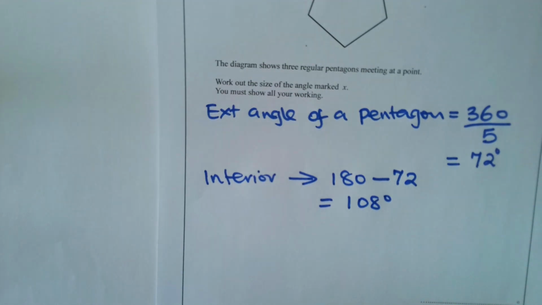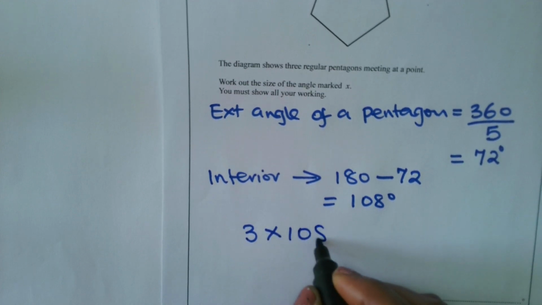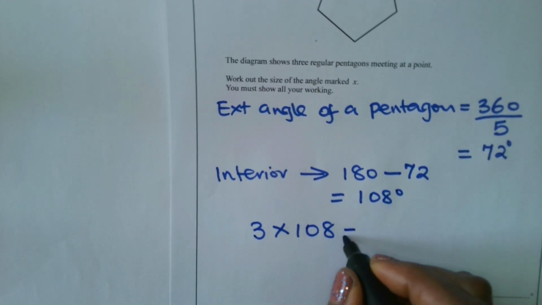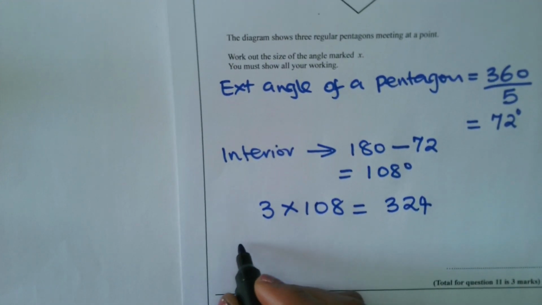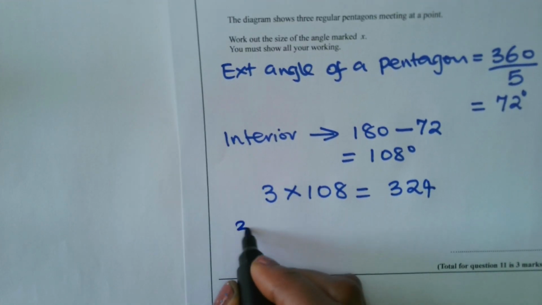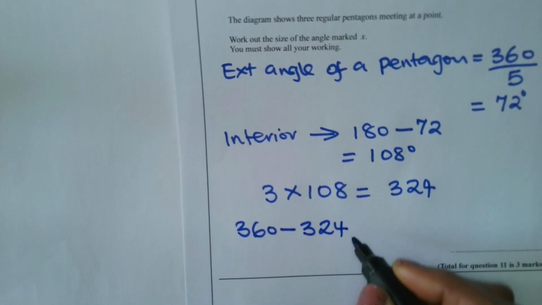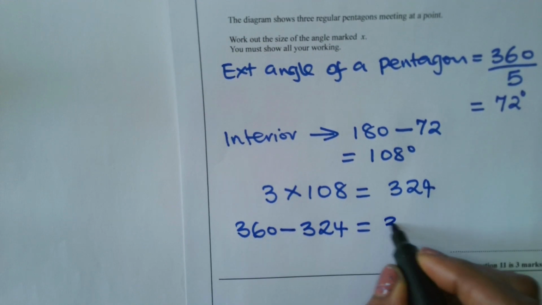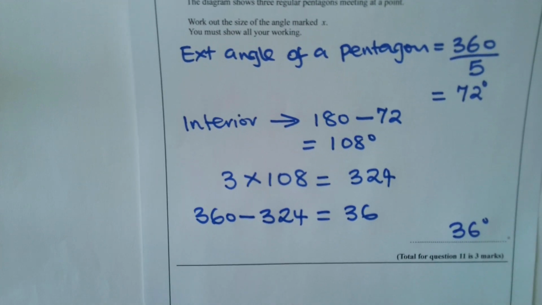Now, because we've got 3 regular pentagons, we're going to multiply 3 by 108. That will give us 324. And then 360, because it says meeting at a point. So angle at a point is 360 degrees. So 360 degrees, take away 324, that will give me 36. So my answer to this question is 36 degrees.